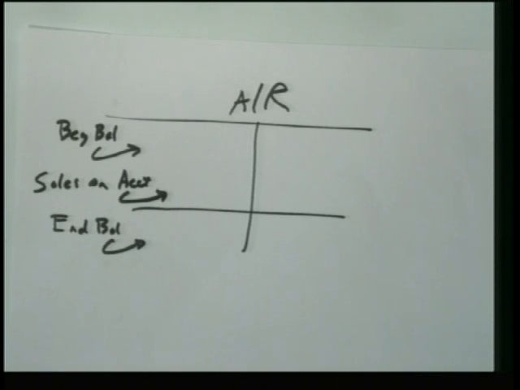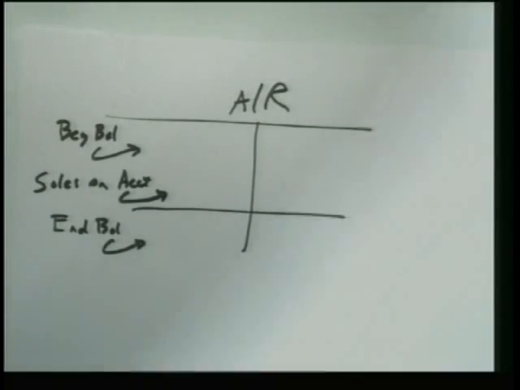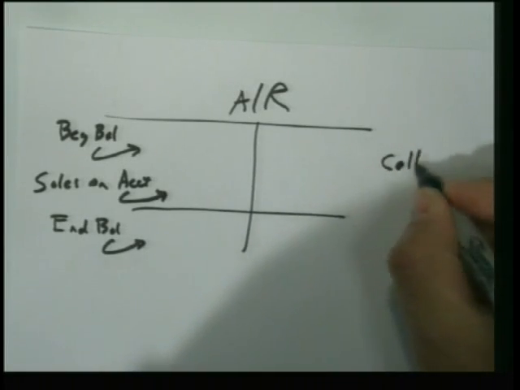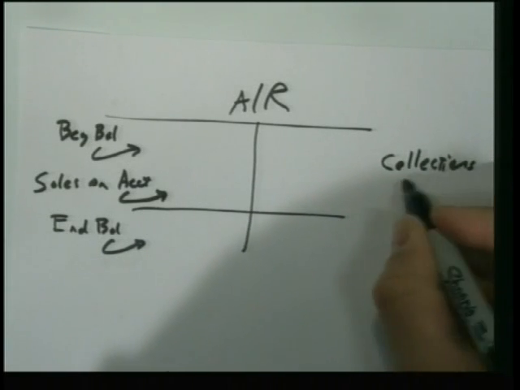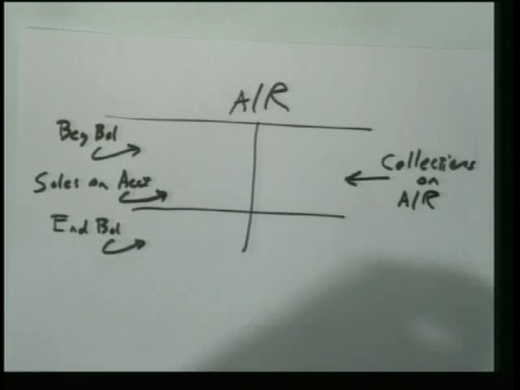Now, what causes accounts receivable to be credited? What types of transaction cause accounts receivable to be credited or decreased? When people pay. When people pay on their accounts, that causes accounts receivable to be credited or decreased, right? So we can call that collections on accounts receivable. That would go here, correct?